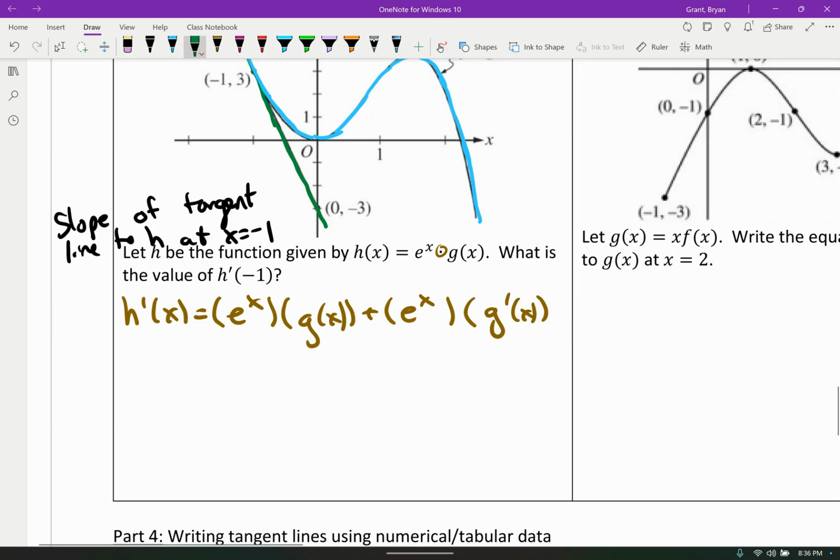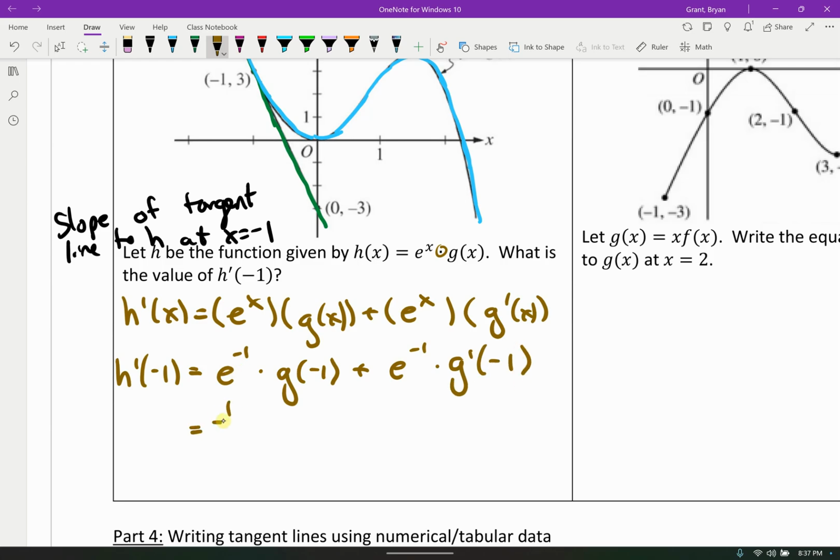Then we're going to find h prime of -1. So I'm trying to keep my colors consistent here. H prime of -1. So that'll be e to the negative first times g of -1 plus e to the negative first times g prime of -1. As we clean this up, we know e to the negative first is 1 over e to the positive first, right? To deal with negative exponents, we move them to the other side of the fraction, change the sign of the exponent. But then we have these last two, g of negative 1 and g prime of negative 1.